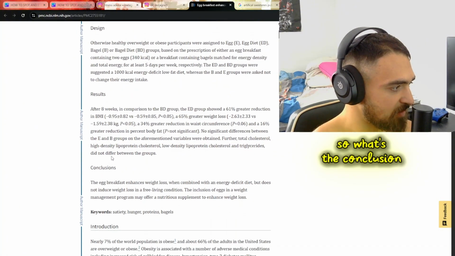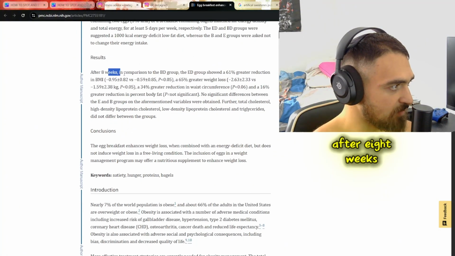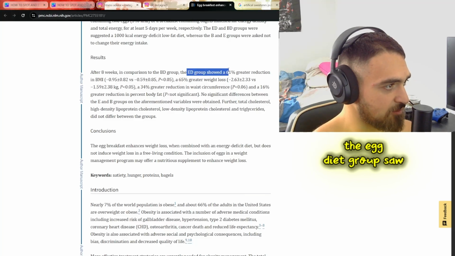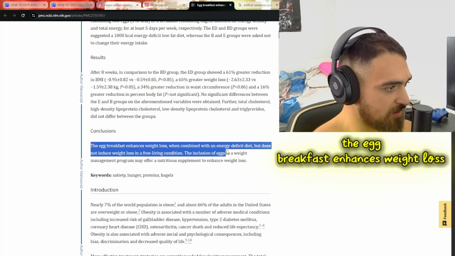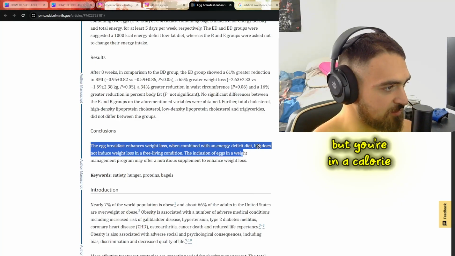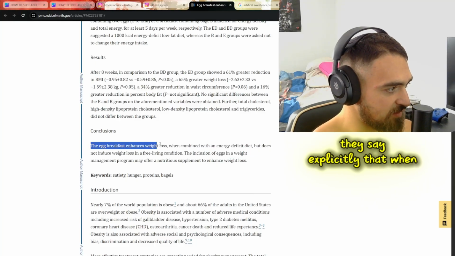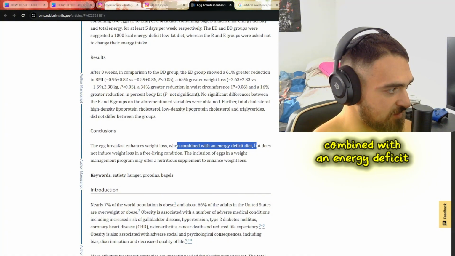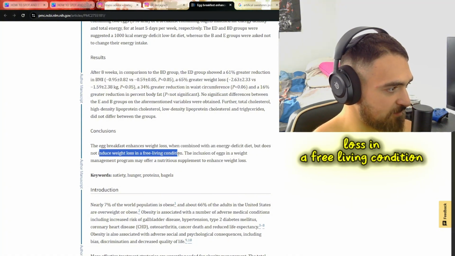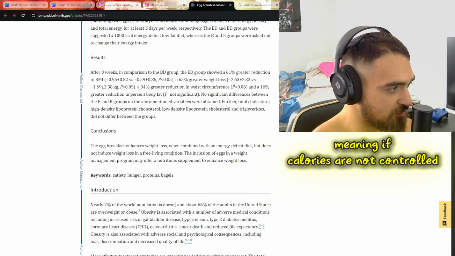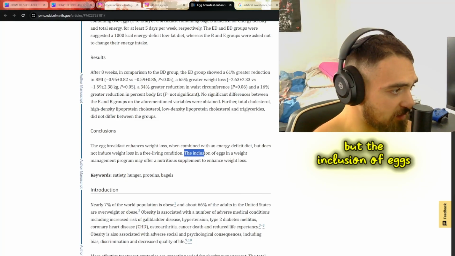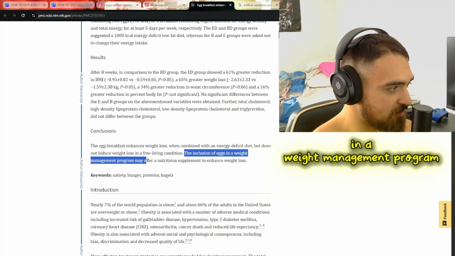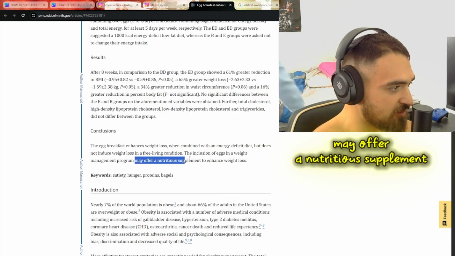Right. So what's the conclusion? After 8 weeks, the egg diet group saw a 61% greater reduction in BMI, so they lost more fat. The conclusion: the egg breakfast enhances weight loss. So if you eat eggs but you're in a calorie deficit, right, they say explicitly that when not combined with an energy deficit, it does not induce weight loss in a free living condition, meaning if calories are not controlled, it does not matter what you eat, you're still going to gain fat. But the inclusion of eggs in a weight management program may offer a nutritious supplement.